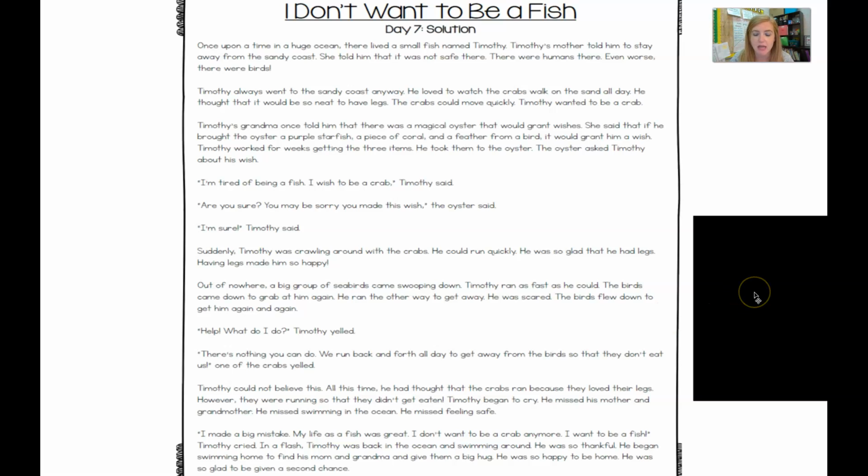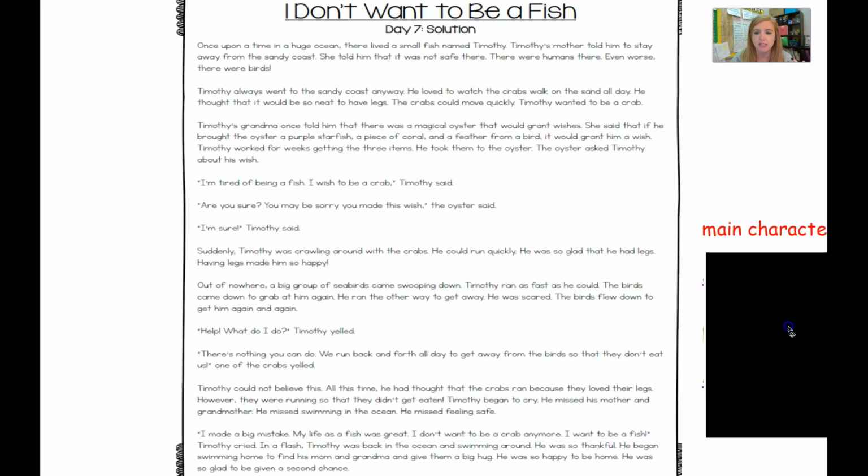All right, let's go ahead. Now, this story is fiction. It has a beginning, middle, and end. It has characters, setting, problem, and solution. But this story is a fictional narrative. This is an unrealistic fictional story because animals can't talk. We can't go to an oyster with coral and feathers and starfish and turn into something that we're not. All that magic, that's unrealistic. That cannot happen. Let's go ahead and focus on the characters of the story.